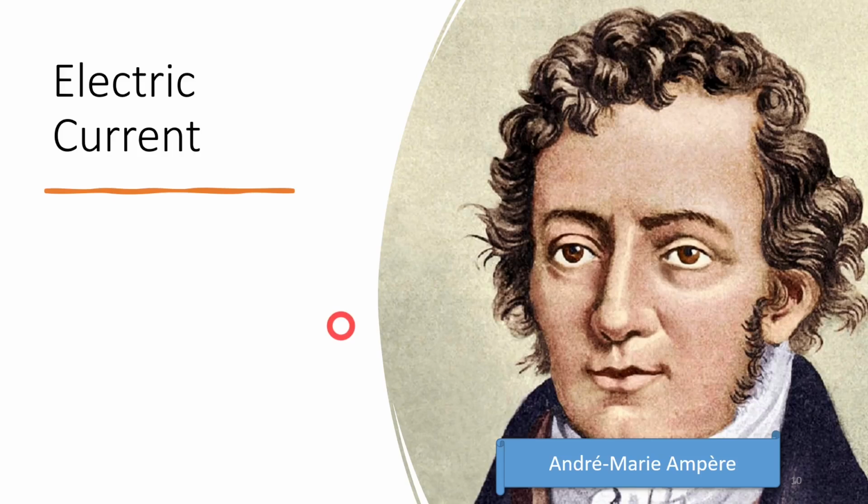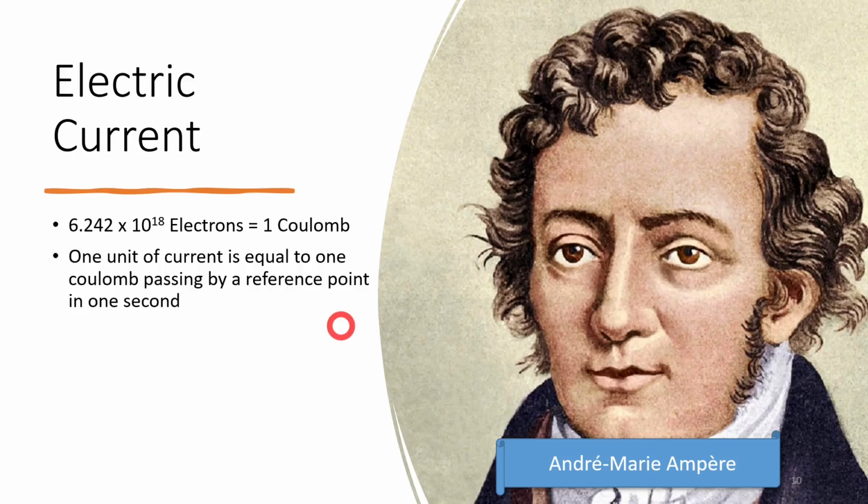In measuring this, we are actually benefiting from the study of a French scientist. His name was André-Marie Ampère, and from his name is where we get the units for our current measurement. We do know that 6.242 times 10 to the 18th electrons equals 1 coulomb. Now, electrical current, as defined by our System International units, is 1 unit of current is equal to an entire coulomb, or that many electrons, passing by a reference point in 1 second.